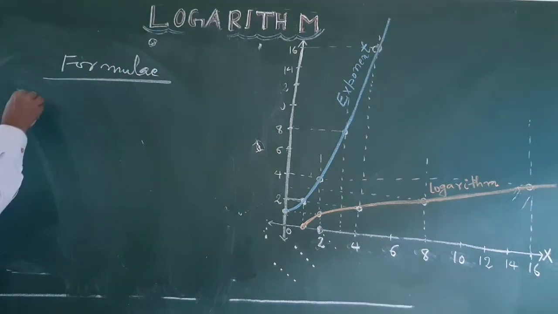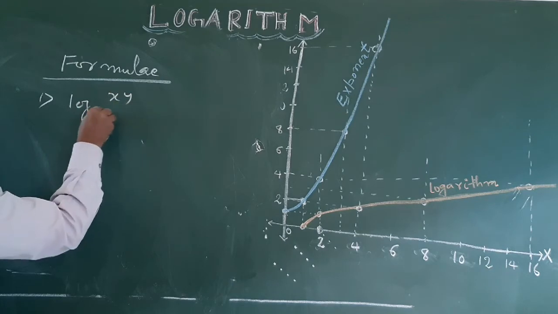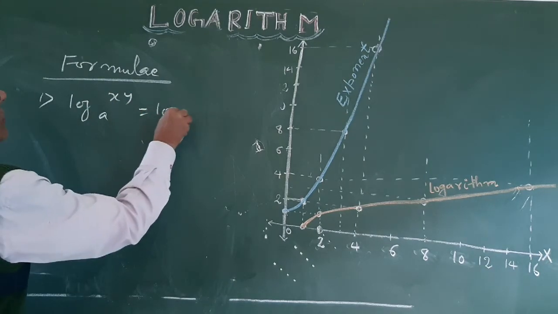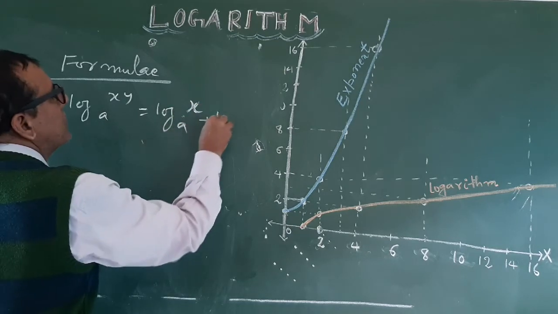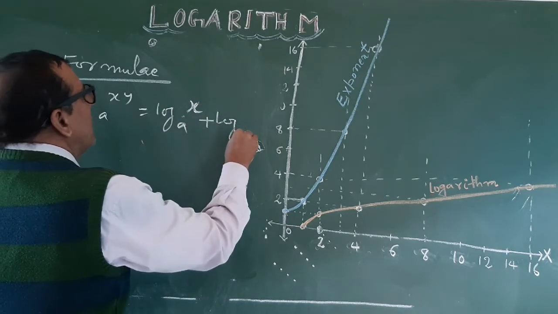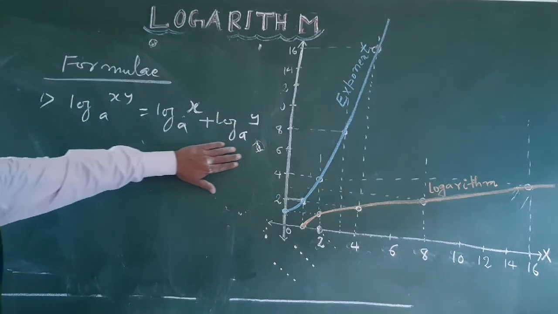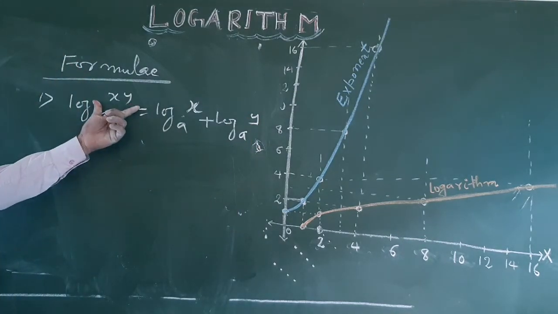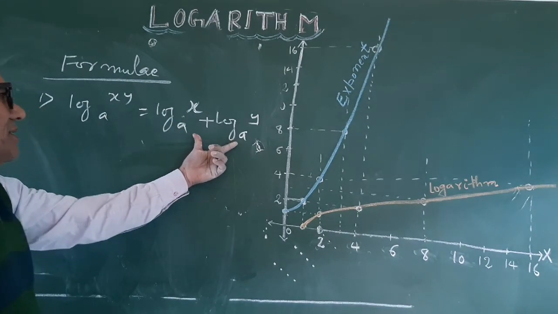Formula: very first, log of x into y raised to the a equals to log x raised to the a plus log y raised to the a. This is a very important rule here. Multiplication is written in the form of addition. Addition is easier than multiplication.